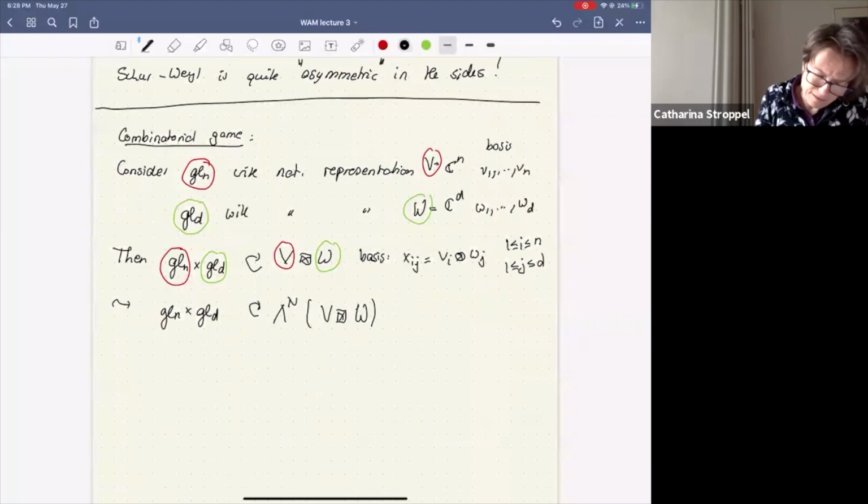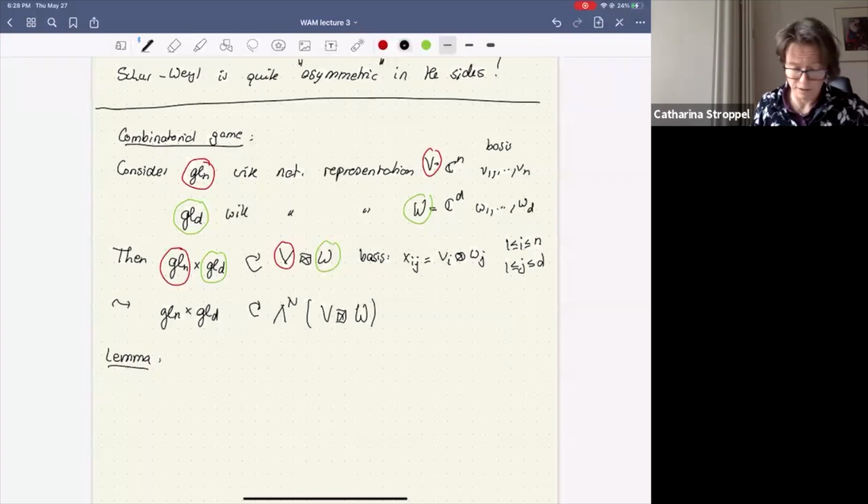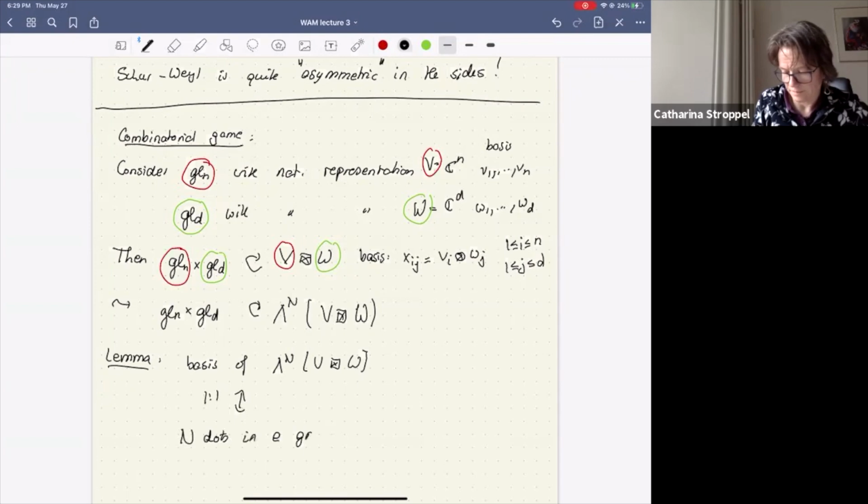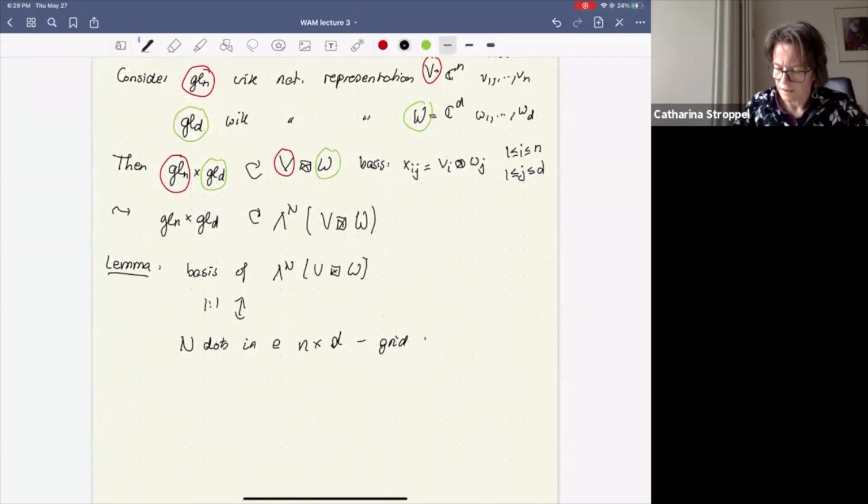Okay, and now the lemma is, it's just a little lemma which says what is the basis of this wedge product. So a basis of this wedge product is in bijection to n dots in a certain grid, in an n times d grid, with at most one dot per box.